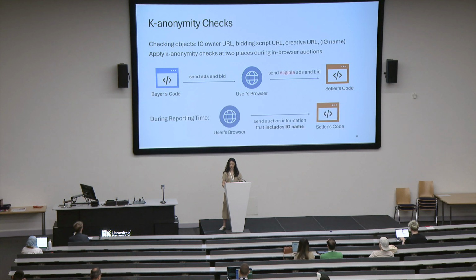The second check happens during the reporting time. It further checks whether the interest group name is shared among at least K users after the auction ends. If this check fails, the browser simply won't send the interest group name along with the auction result to the seller's code, so that it cannot be included in the report to track users. This is an intuitive design to prevent users from being identified through unique interest groups. However, I will introduce a way to circumvent it later.